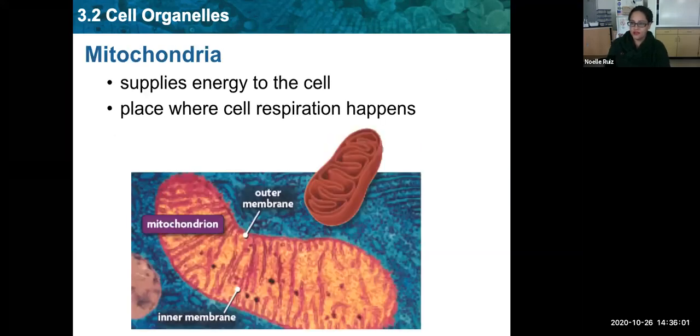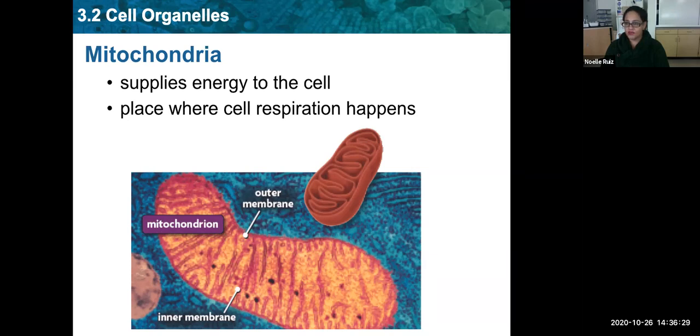Mitochondria. There's another CH that sounds like a K. In our science words, we don't say CH like normal CH. We say mitochondria like a K sound. It supplies energy to the cell. It's the place where a process called cell respiration happens. It's like the power plant, gives us energy.